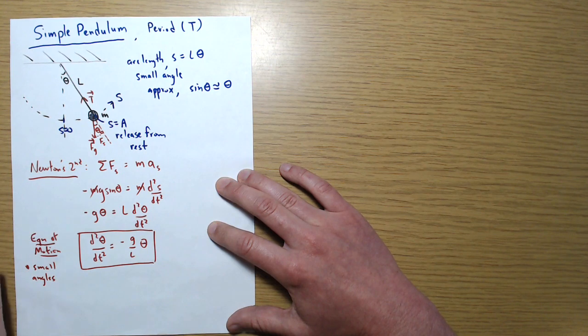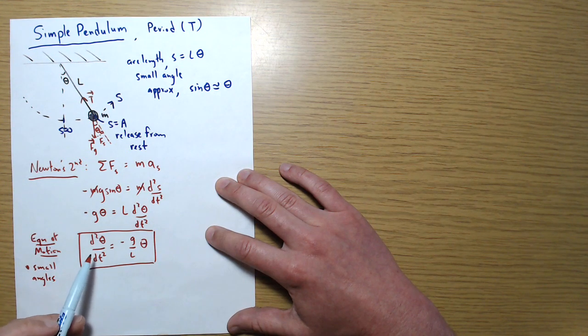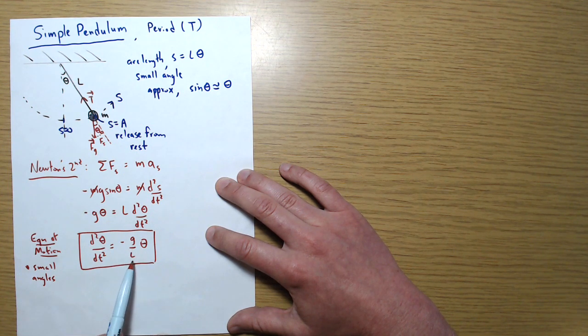Now, you might recognize an equation like this from calculus, and one way to solve it is simply by guessing, right? Here's an equation where the second derivative of some unknown function of time gives me back that function multiplied by some constant. So to solve this equation, let's just guess a solution. What's a function that when you take the derivative twice, you get the same function with a constant and a minus sign?